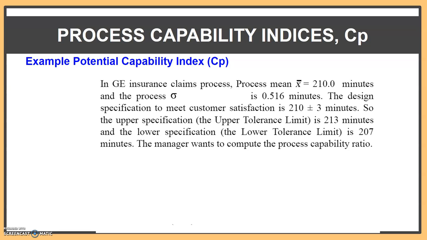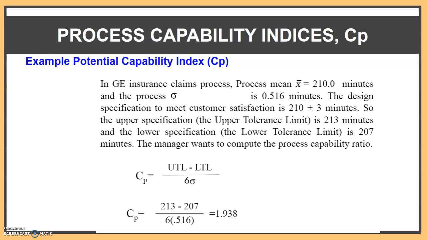This is an example, a case of a GE Insurance claim process based on the claim time. The process mean is 210 minutes. The process sigma is 0.156 minutes. The design specification to meet the customer is 210 plus or minus 3 minutes, so the upper limit is 213 minutes and the lower limit is 207. It's very straightforward.